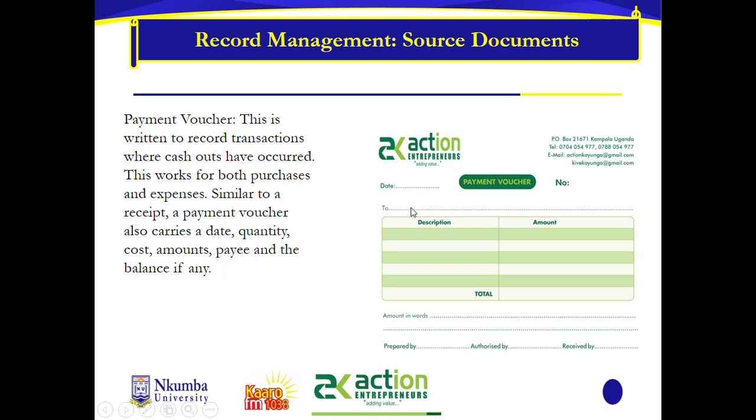So the one to be paid is what we call a payee. The one who is paying you is a payer. And now the one you're paying is a payee, and you who are paying are the payer.